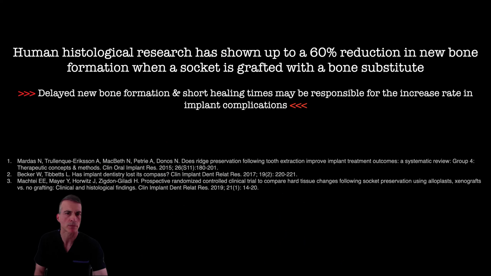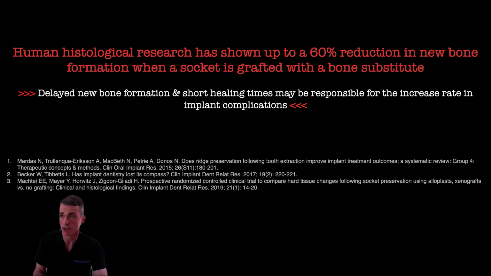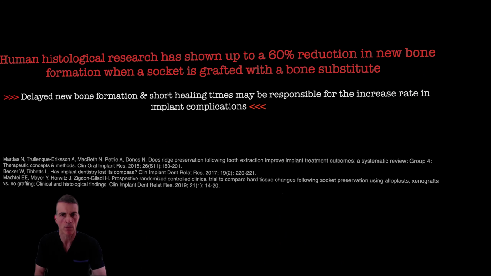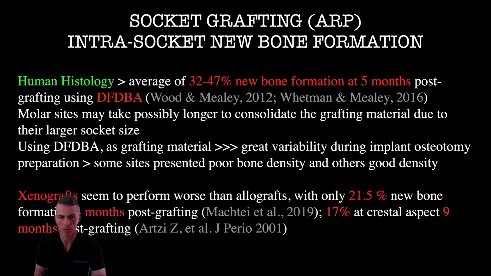All in all, what we see by reading all the literature is that human histological data has shown up to 60% reduction in new bone formation when a socket is grafted with a bone substitute. And there is some very interesting human histology in this regard. Overall, depending on the grafting material that you use, we are going to see less intrasocket new bone formation when the socket is grafted with a biomaterial. Some are better than others.